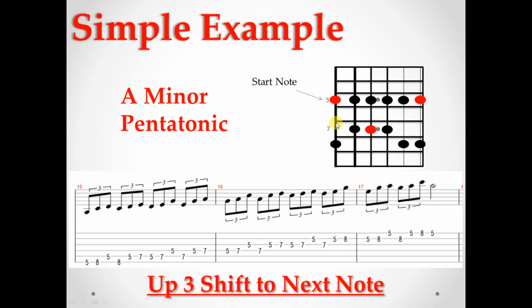We're going to start with 1, 2, 3, up 3. Then we're going to shift down one note and go 1, 2, 3. All right? So 5, 8, 5, 8, 5, 7. 5, 8, 5, 8, 5, 7. And we just keep going with that same motif all the way up the entire shape of this scale. Here's a quick example of this on the guitar now.